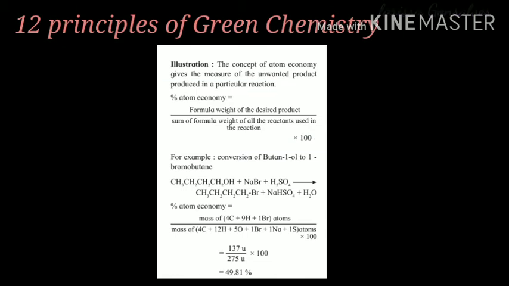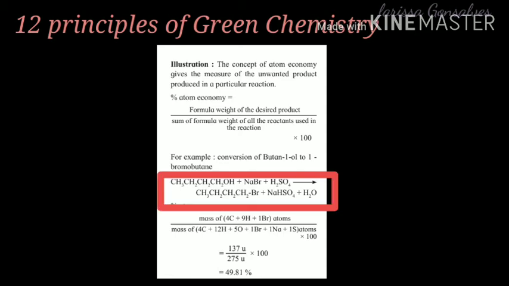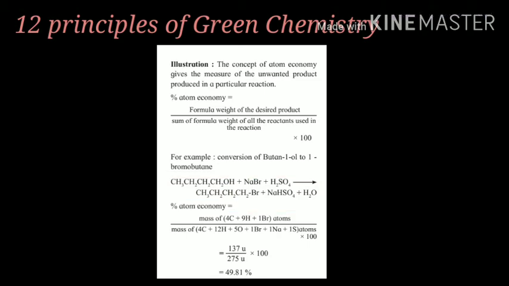Let us consider the conversion of butan-1-ol to 1-bromobutane. So we take butan-1-ol and treat it with sodium bromide along with sulfuric acid, which results in formation of 1-bromobutane along with sodium bisulfate and water. To calculate the percent atom economy, we have to take the mass of the desired product, which is 1-bromobutane. Sodium bisulfate and water which are formed are the unwanted byproducts. So we will be considering the mass of 1-bromobutane.